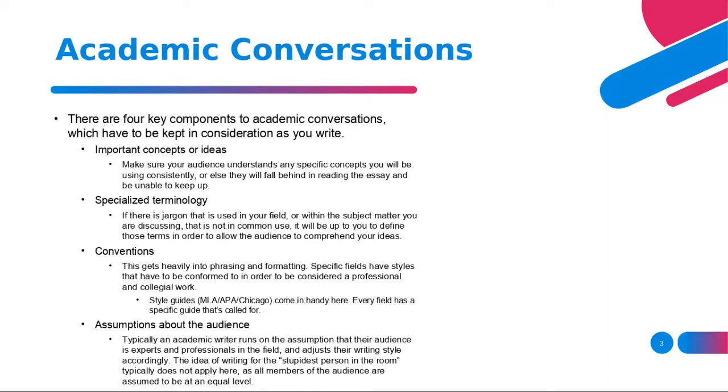For example, if you're writing an essay about ethical questions surrounding operant conditioning for a psychology class, you probably don't need to explain that concept because you can assume your audience, your professor and other students in the psychology course, are familiar with it. However, if you're writing about the same topic for an introductory writing class, you will probably have to explain the concept and maybe even provide some history about it.